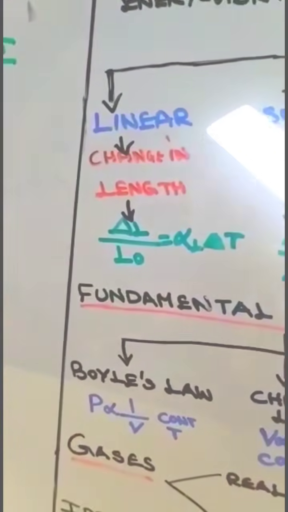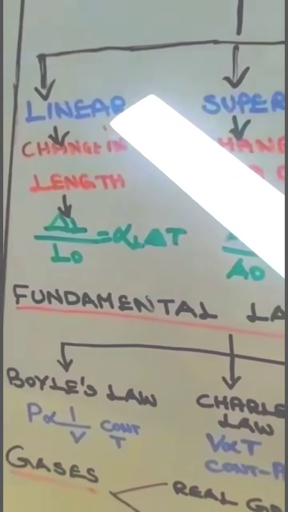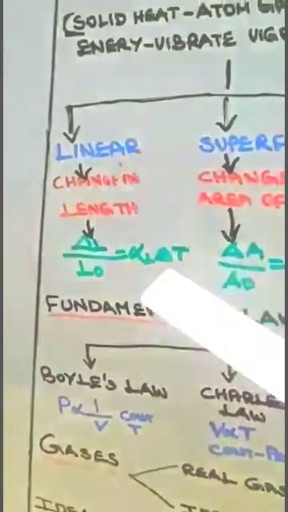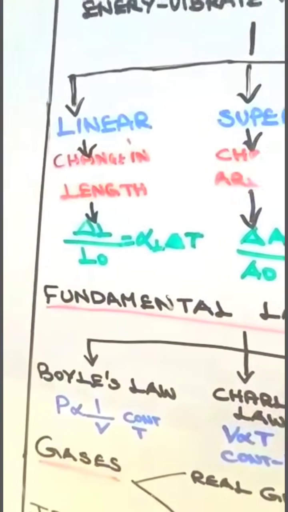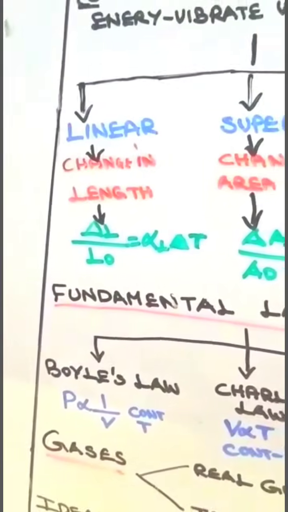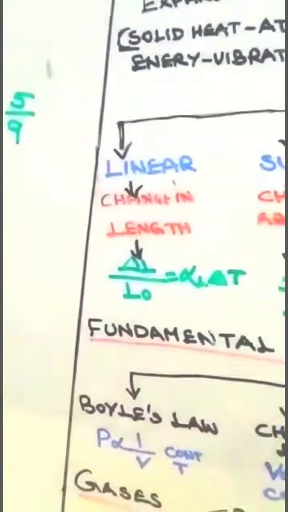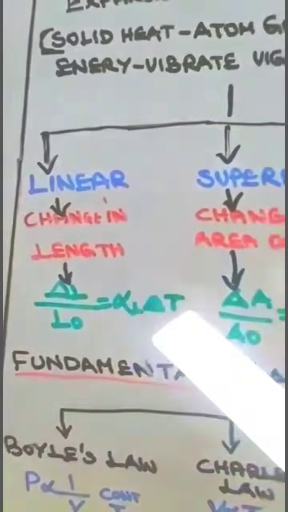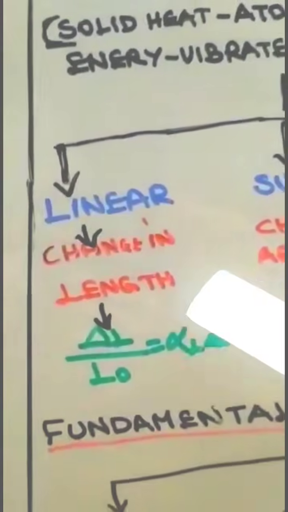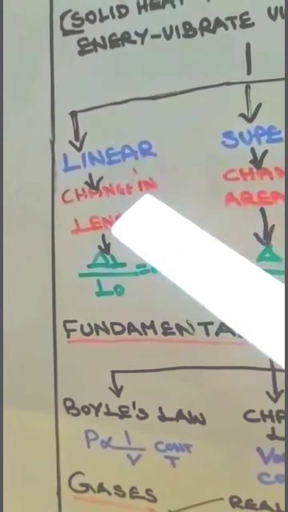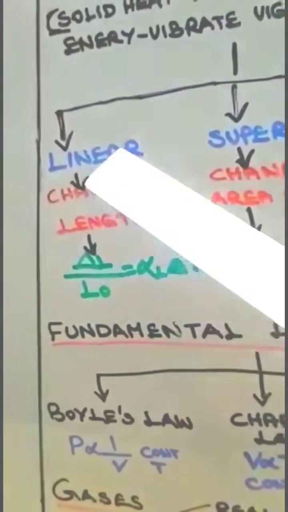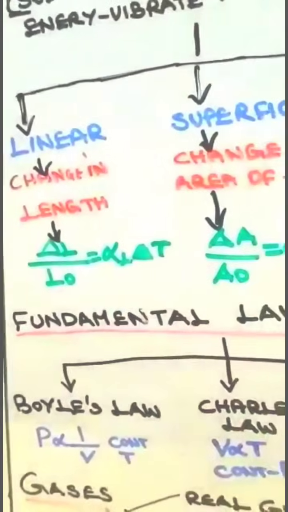What is linear expansion? Linear expansion is nothing but when a body is heated or cooled, the length of the body changes due to its temperature. That is, there will be an increase in the length of the body, which is called linear expansion. What is coefficient of linear expansion? Coefficient of linear expansion is nothing but the ratio of the increase in length of the body per degree rise in temperature to its unit length.